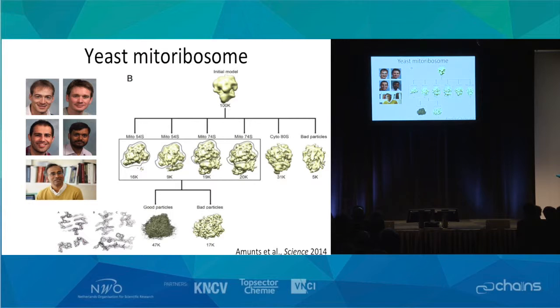And Xiao Chen, a postdoc in my lab, imaged 100,000 of these particles and showed you can, by image classification, beautifully separate out the 30% cytoplasmic ribosomes from the 70% mitochondrial ones. And from 50,000 of the best particles, we calculated a 3-angstrom map in which we could de novo model build the entire mitochondrial ribosome structure.